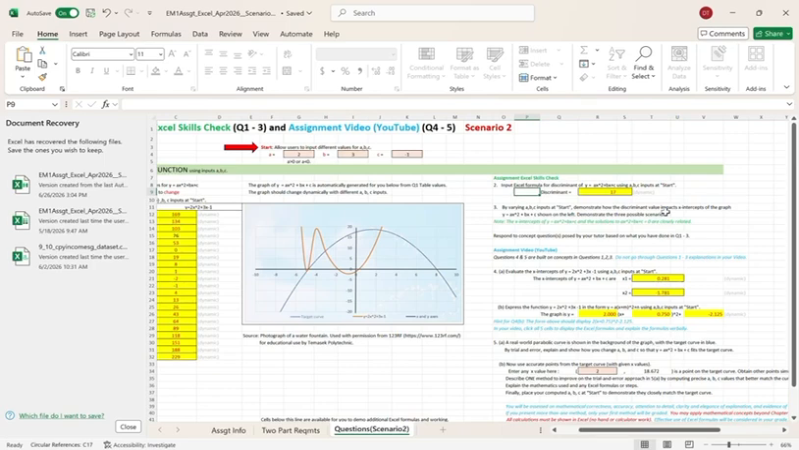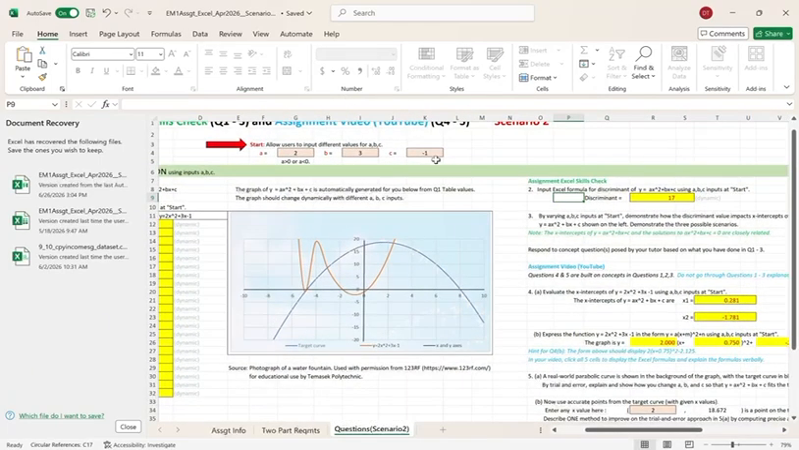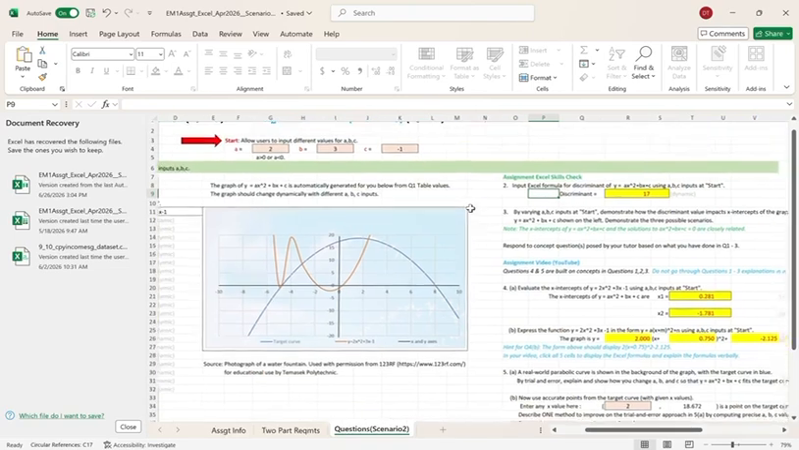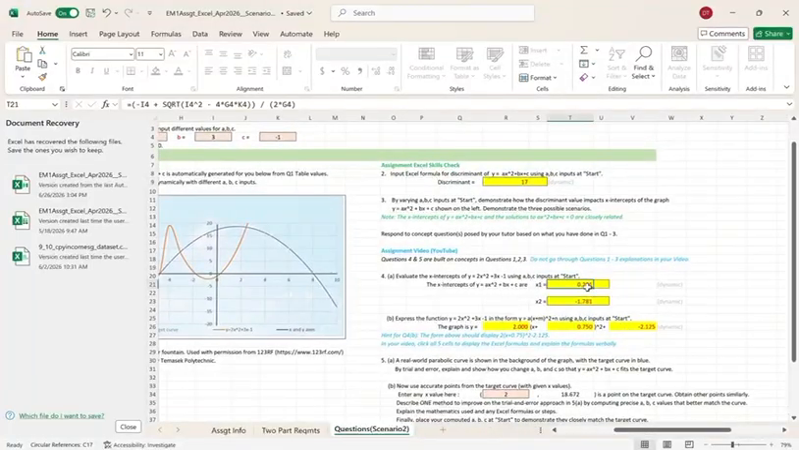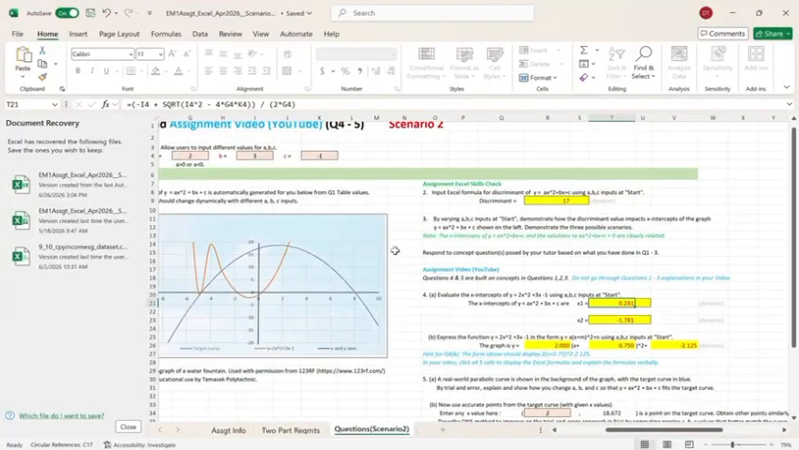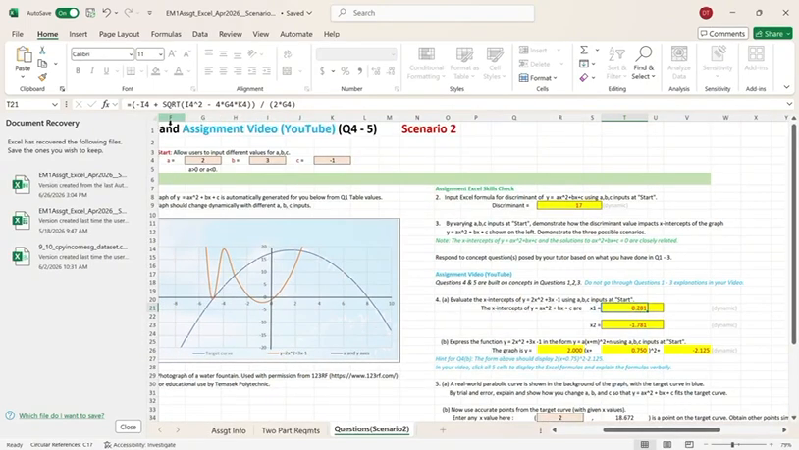Starting with question 4a, we are asked to evaluate the x-intercept of our quadratic function dynamically using our start inputs where a equals 2, b equals 3, and c equals -1. To achieve this, I implemented the quadratic formula directly into Excel. So, as you can see, you can see the formula here.